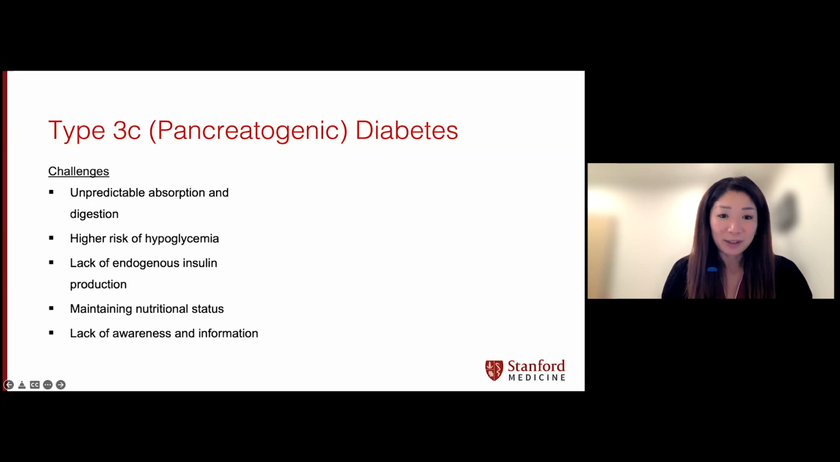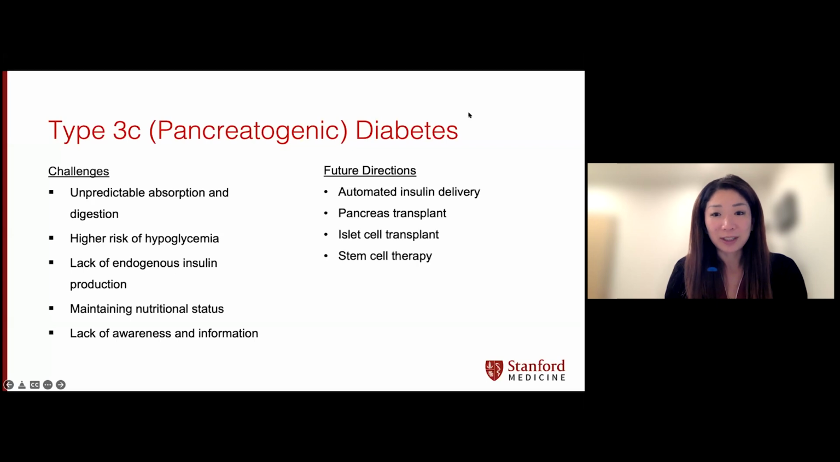And most importantly, what I've found for a lot of my patients is just a lack of awareness and information, even from many of their healthcare providers. And so for people who don't see a lot of pancreatogenic diabetes, they just have no idea how to even start counseling these patients, what expectations to set. So really increasing awareness and information is our goal here. In terms of future directions, we hope for more improved automated insulin delivery systems to help patients better manage their blood sugar. Perhaps pancreas or islet cell transplants or stem cell therapy to help with pancreatic recovery. But at this point, really, it's most of the other tools that we talked about earlier.